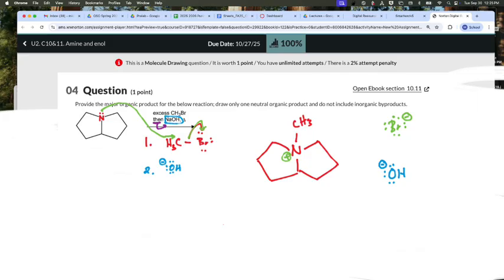Okay, so if we're doing a nucleophile, it would need to attack an electrophile, and that electrophile would be electrophilic because it's positive. So we would have these electrons come in and attack the nitrogen.